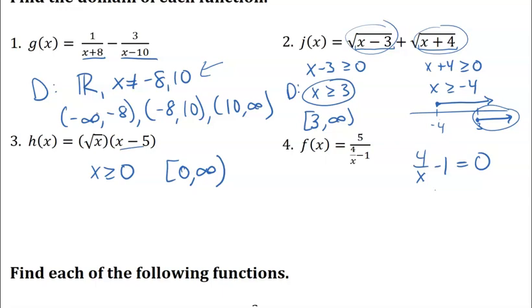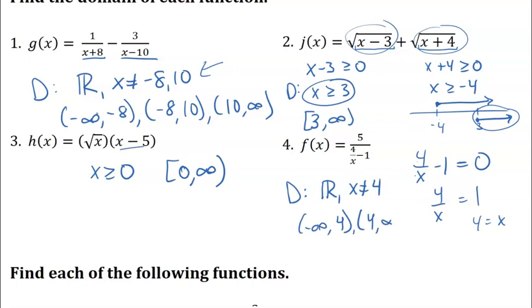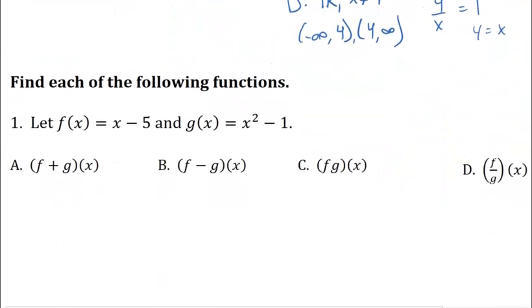So we can add 1 and write 4 over x equals 1, and then multiply by x, so 4 equals x, or you really could just say something minus 1 equals 0. What makes this fraction equal to 1? Well, if the denominator is 4. So either way, our domain is all real numbers except 4, okay? Because that would give us a 0 in our denominator, or we could say negative infinity to 4, open, and open 4 to infinity.